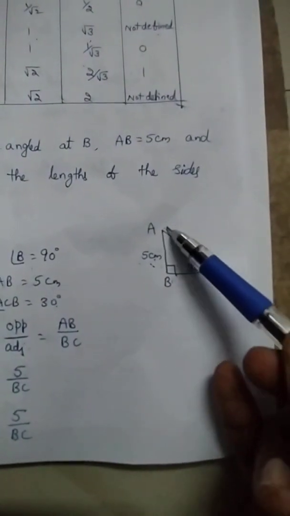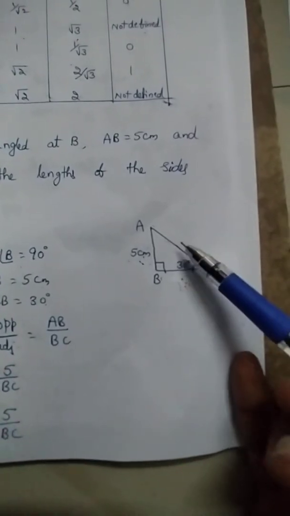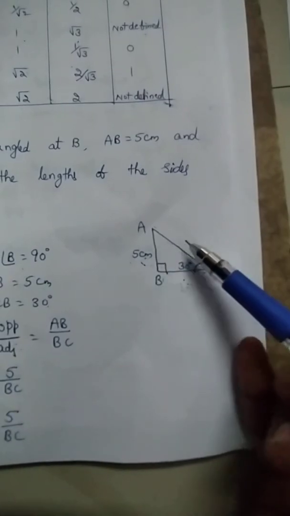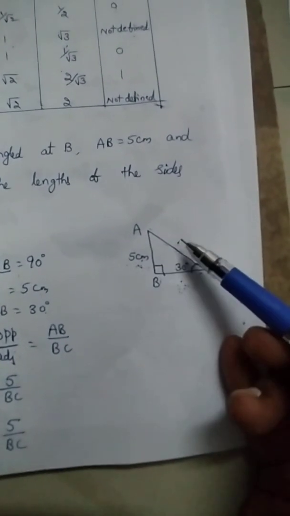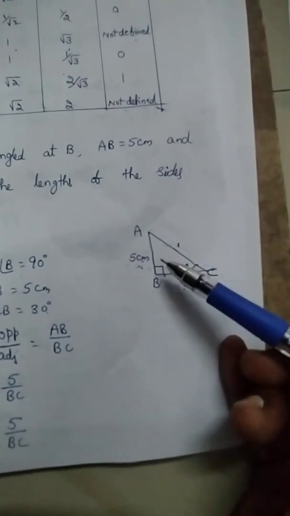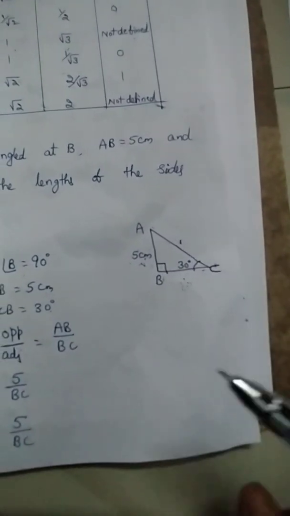Now coming to this, what is the remaining length? AC. It is the hypotenuse in the problem. By using the opposite, we can find the hypotenuse. So opposite and hypotenuse, what trigonometric ratio can we use? Sine or cosecant.